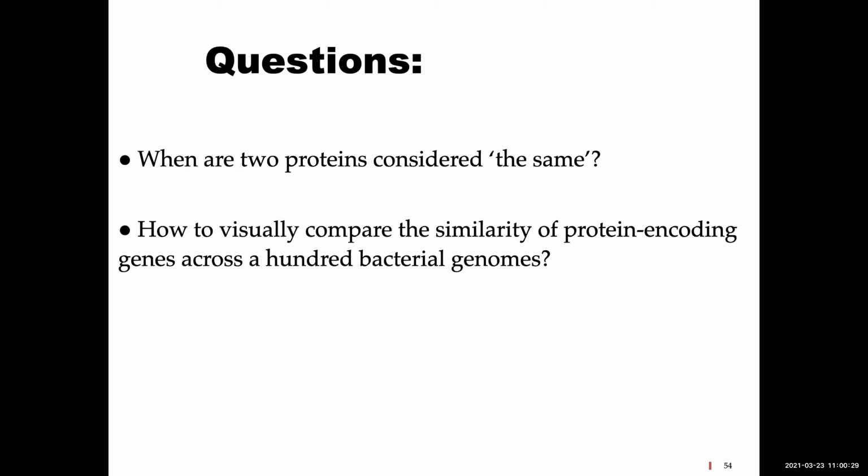So if you think about that last slide I showed you, how do you compare similar protein coding genes across 100 bacterial genomes? That last slide I showed you, there were 118 genomes. How did I do that? Using the biotools? You want to elaborate a little bit? How did I do the comparison?